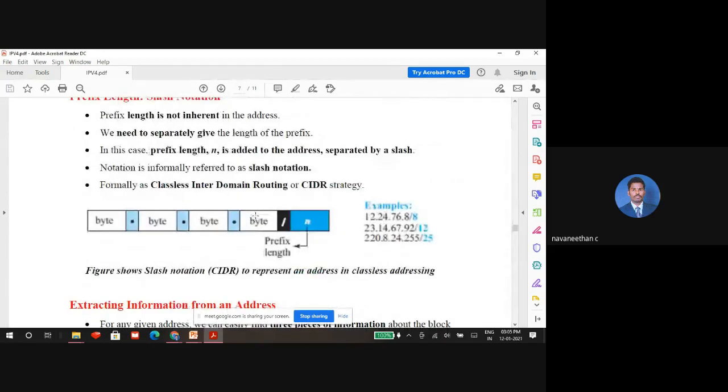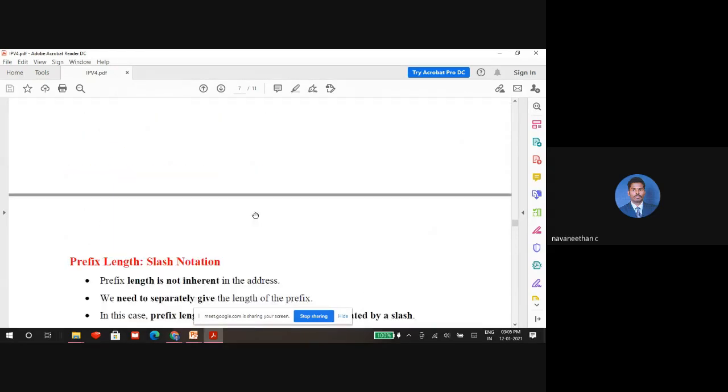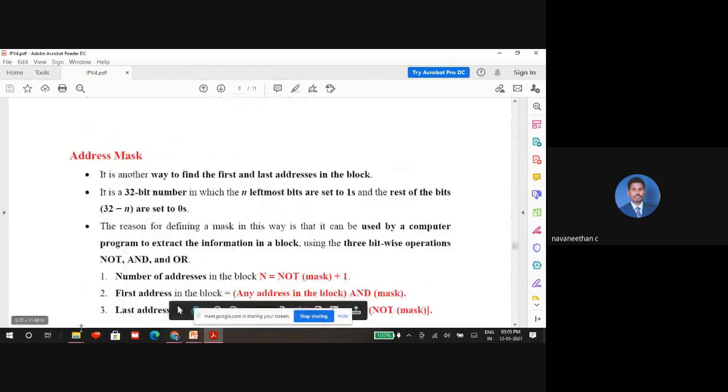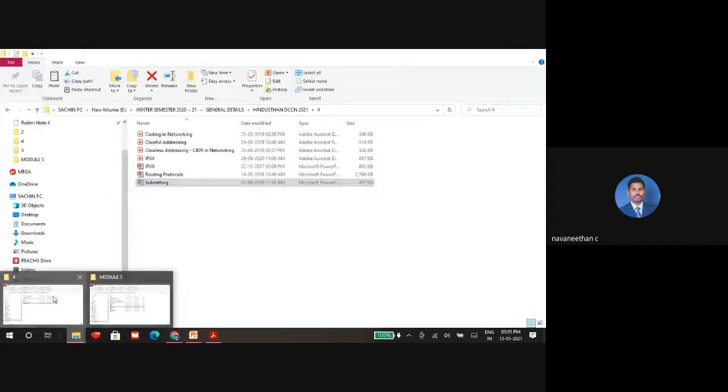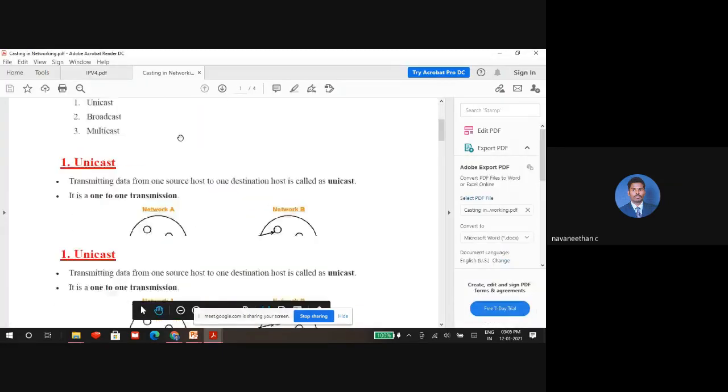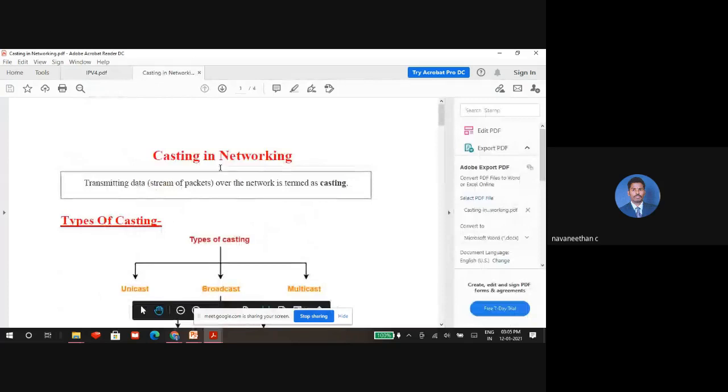So the next thing you have to focus on is CIDR, classless inter-domain routing. What is this? Here we are going for slash notation. I'll be focusing on one simple problem, but I don't have it on this laptop. Fine, I will continue with this one.